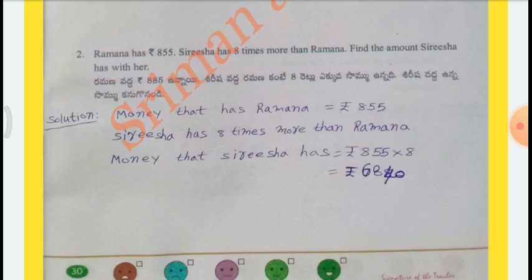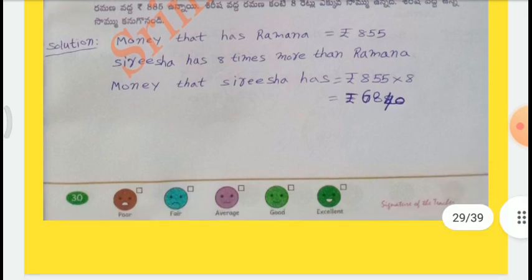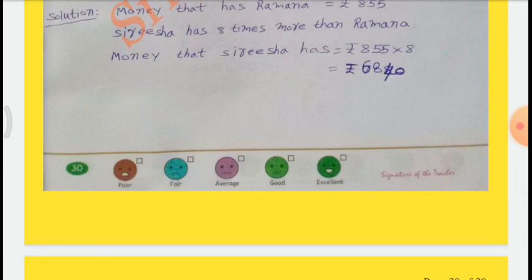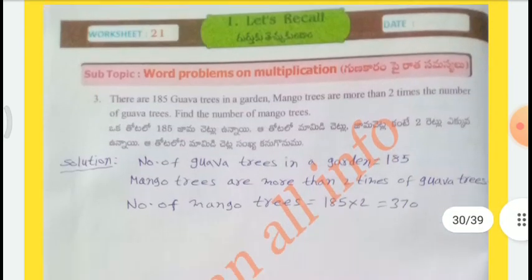Ramana has 855 rupees. Shirisha has 8 times more than Ramana. Find the amount Shirisha has with her. Solution: money that Ramana has, 855 rupees. Shirisha has 8 times more than Ramana. Money that Shirisha has: 855 into 8, 6840 rupees.